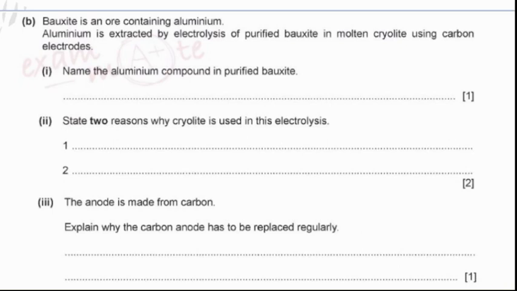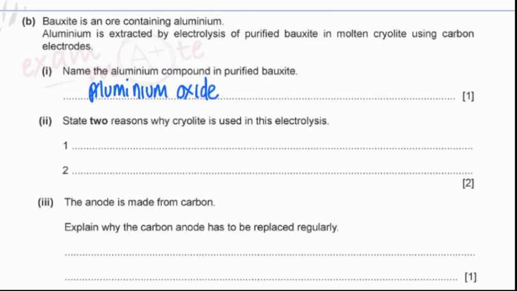Bauxite is an ore containing aluminium. Aluminium is extracted by electrolysis of purified bauxite in molten cryolite using carbon electrodes. So name the aluminium compound in purified bauxite. That is, of course, aluminium oxide.